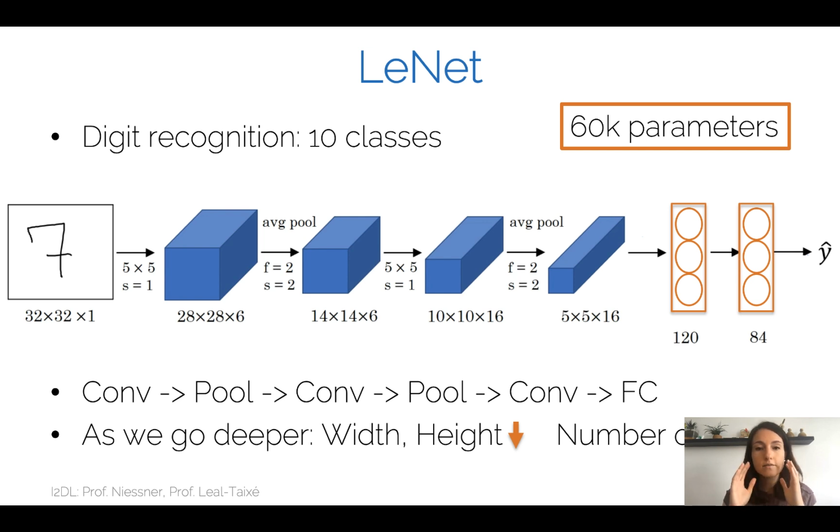Now, this very tiny architecture already has 60,000 parameters. So we're training this architecture in order to find the value of around 60,000 parameters. And you will see how the number of parameters quickly grows as we go into more modern architectures.